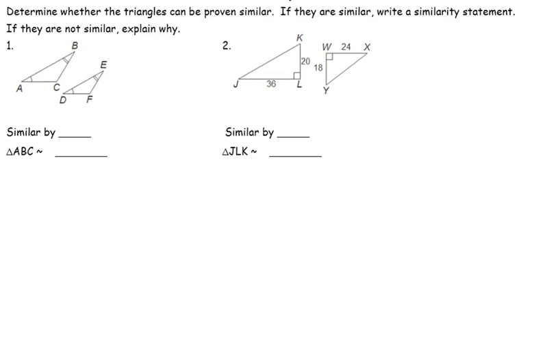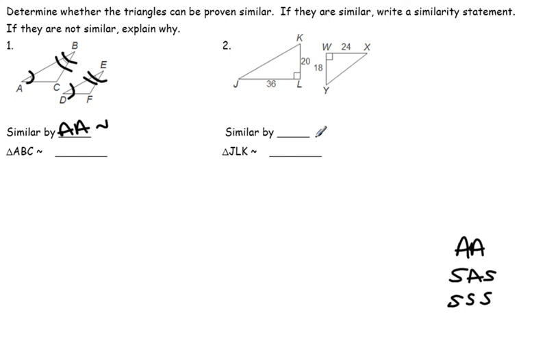These are the only three reasons that we use to prove that triangles are similar. So when we're determining whether triangles can be proven similar, we're looking for the following reasons. We're looking for two angles in each triangle congruent. We're looking for two sides proportionate and the included angle congruent. And we're looking for all three sides proportionate. If we can find any one of those relationships, then we do have similar triangles. First one's really easy. We have one set and two sets of congruent angles. So we know that these are similar triangles by the angle-angle similarity.